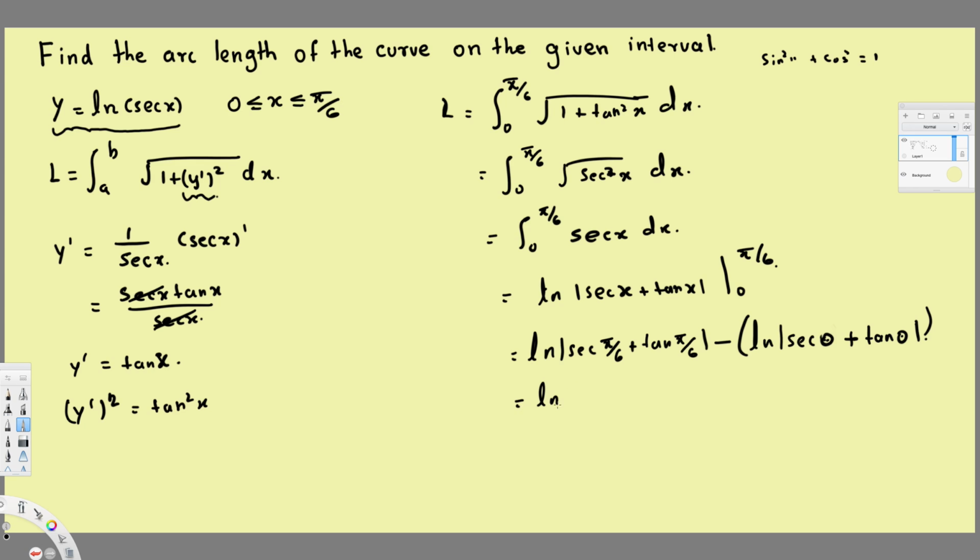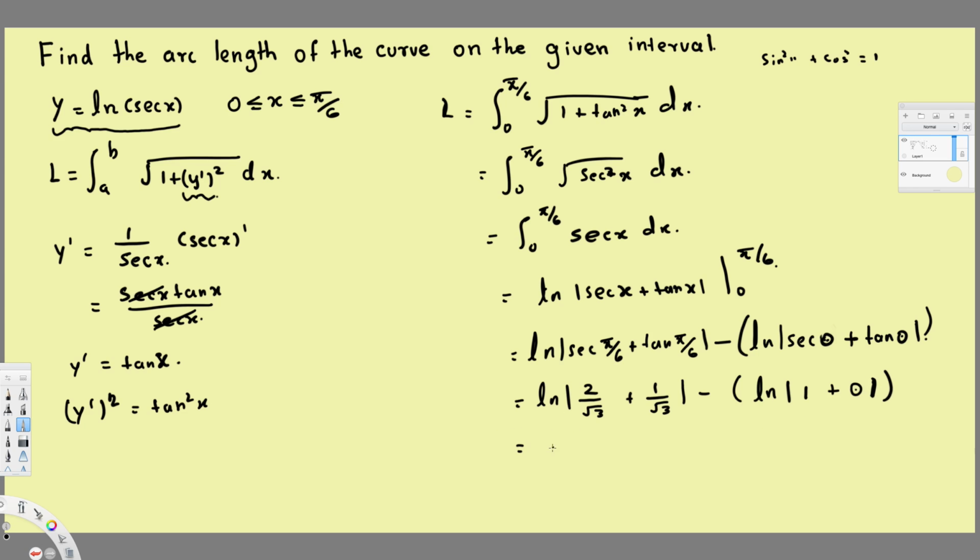So ln, and sec 5π/6. Sec x is the reciprocal of cos. If you know that cos 5π/6 is root 3 over 2, sec 5π/6 is going to be 2 over root 3. And here we have to divide sine 5π/6 by cos 5π/6, and that's going to give us 1 over root 3. Because sine 5π/6 is a half and cos 5π/6 is root 3 over 2, the 2 cancels, and you will end up with this. Minus, here we have ln of sec 0, which is basically 1, and tan 0 is equal to 0. So we have this one right here, the log.